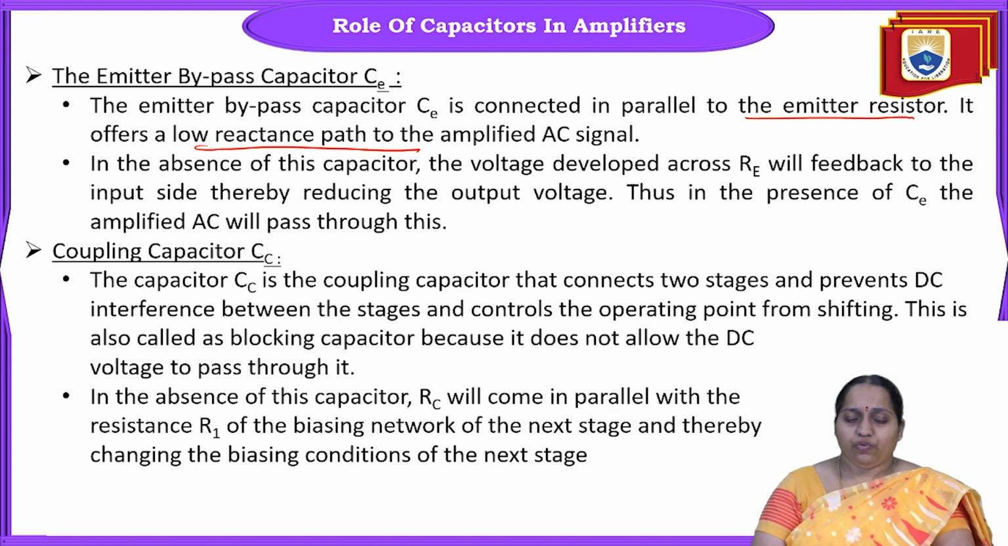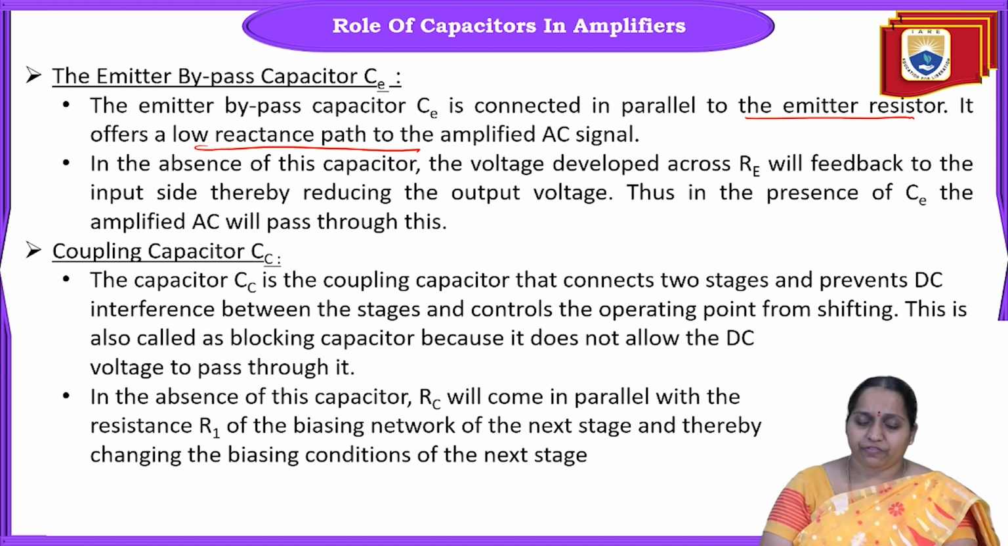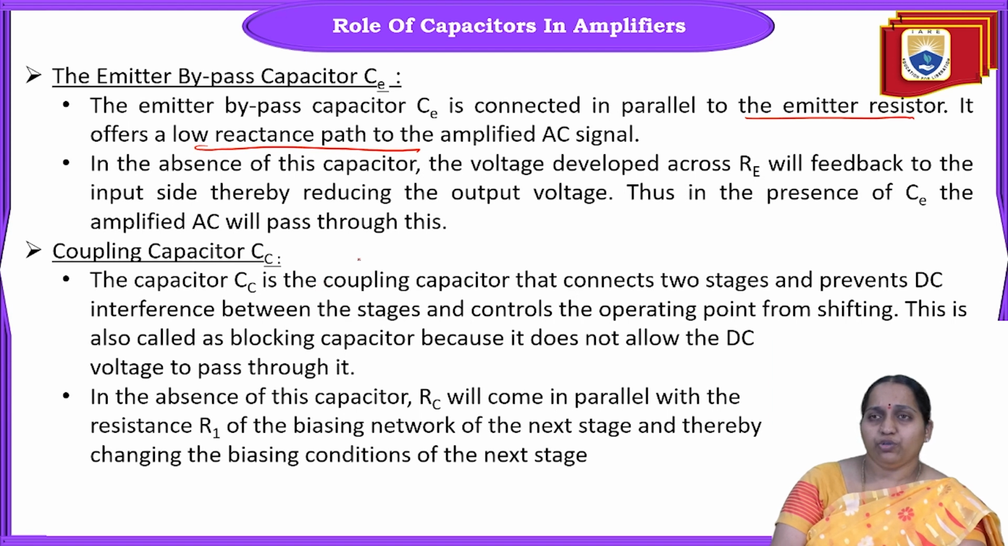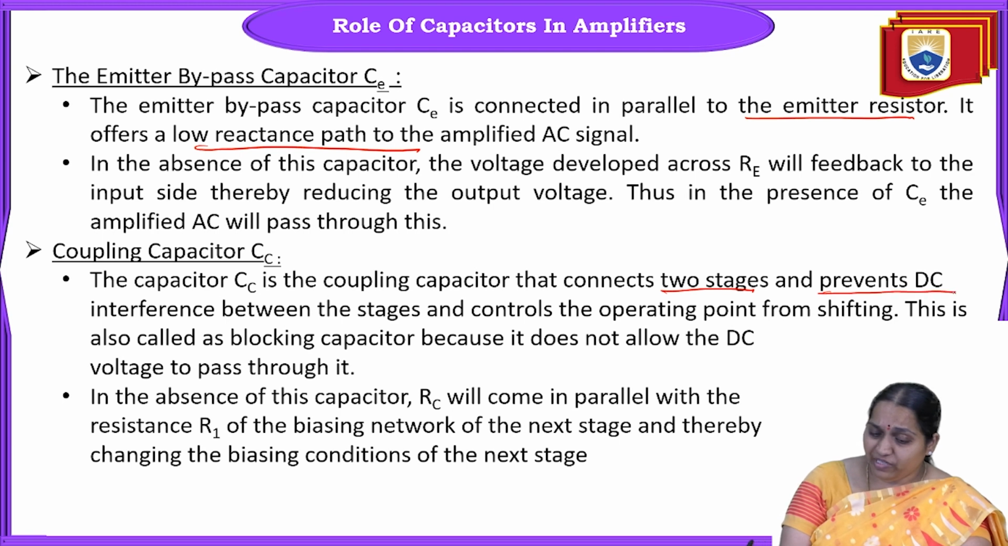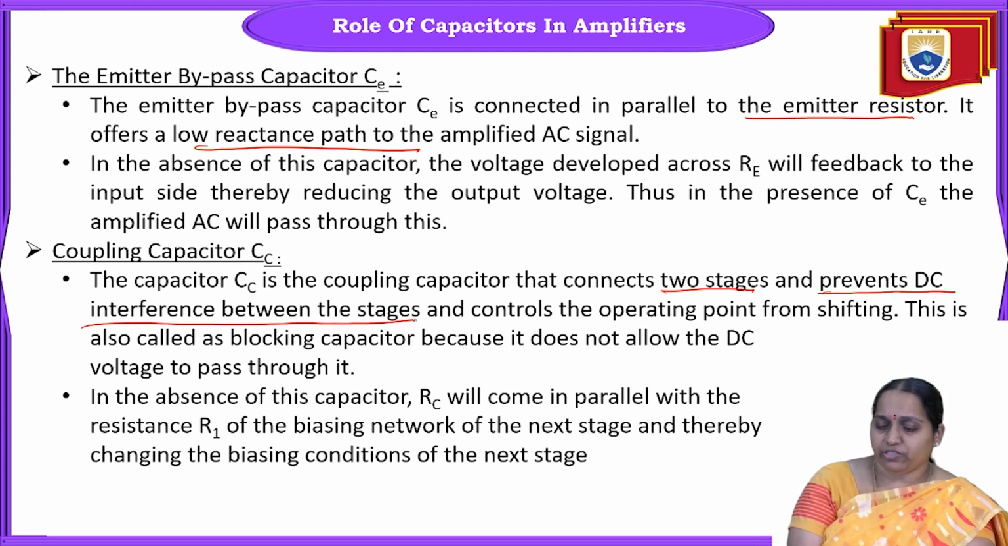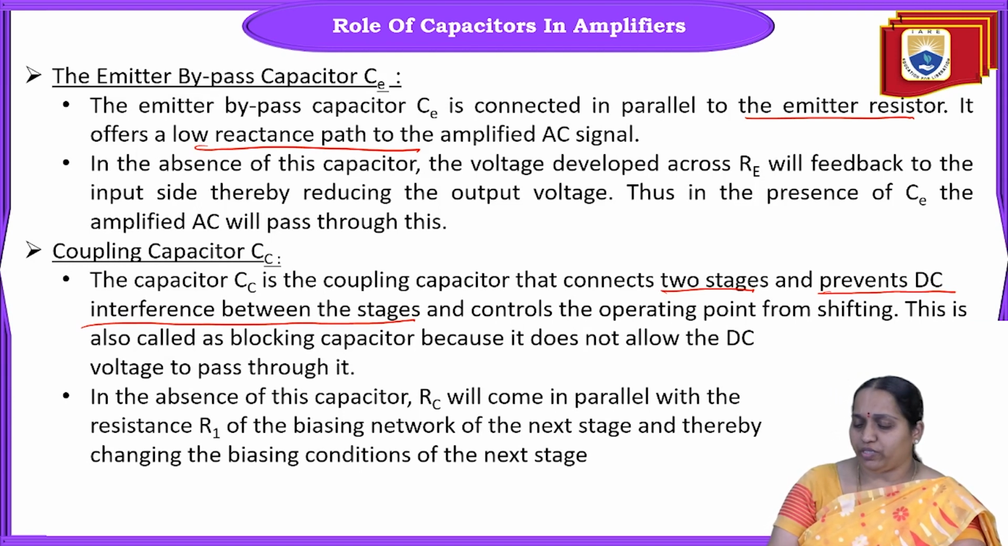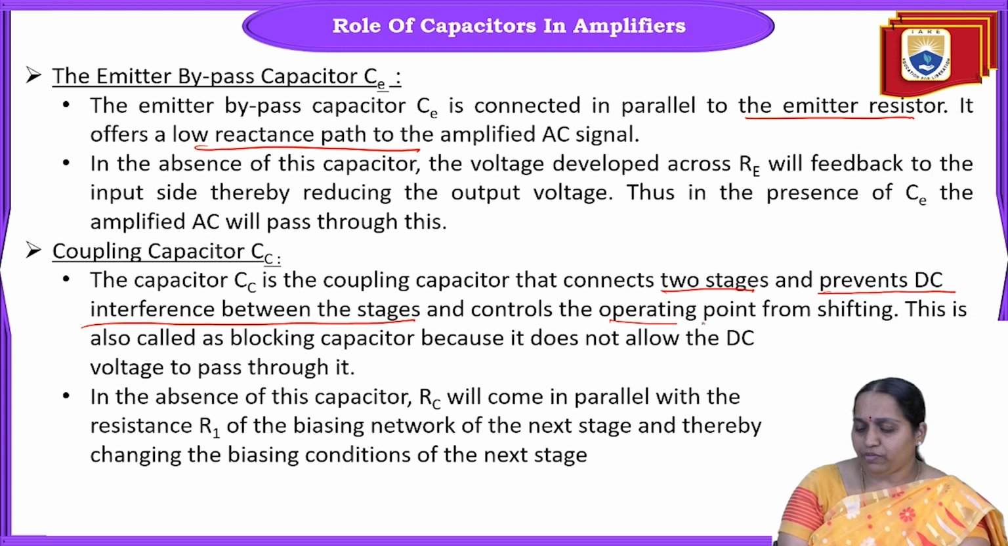Okay. Then what is the coupling capacitor? The third thing we have seen is the coupling capacitor CC. As we have seen already, the main intention of using the coupling capacitor CC is to connect different stages of the amplifiers. It connects two stages and it also prevents DC interference between the stages. So it is not only to pass the AC signal from one stage to the other stage, it also prevents the DC interference between the stages, and it is also used to control the operating point from shifting.